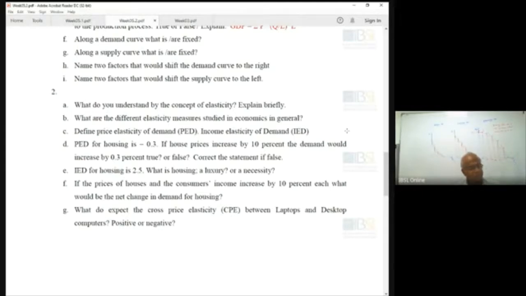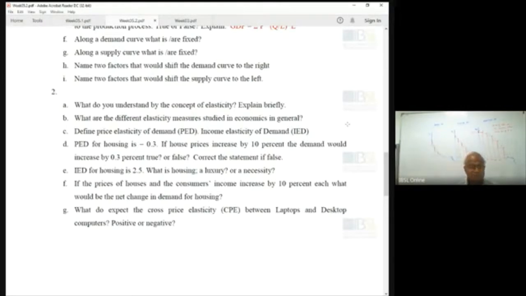When price increases by 10%, quantity demanded will go down by 3%. True? That is why: the price elasticity of demand is 0.3. When house price increases by 10%, quantity demanded decreases by 3%. Then, when income increases by 10%, quantity demanded would increase by 25%.